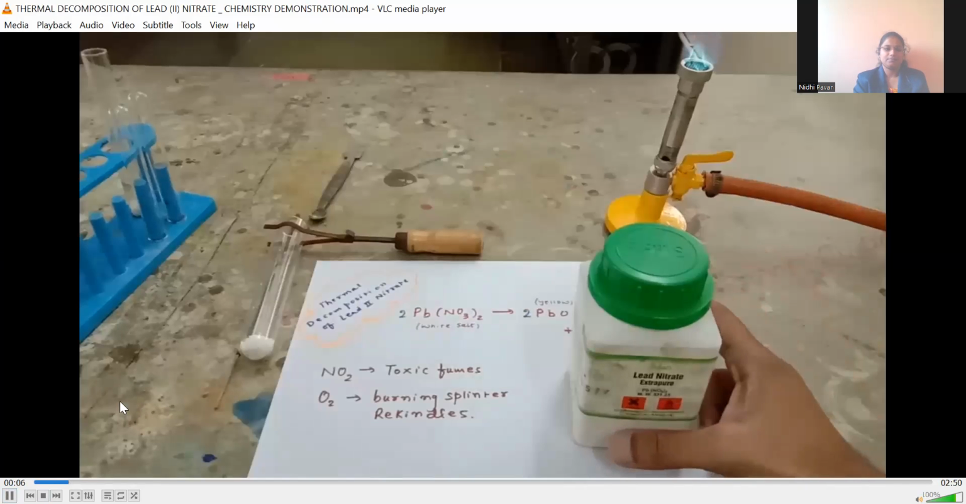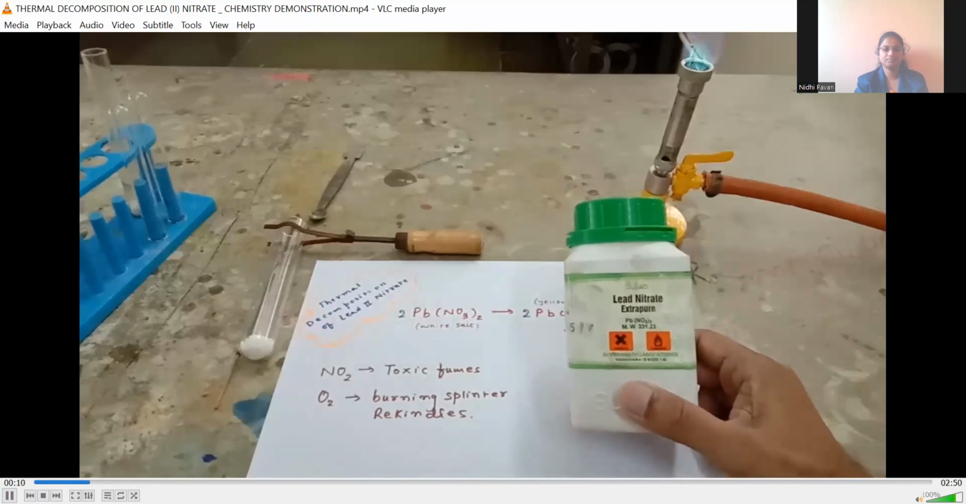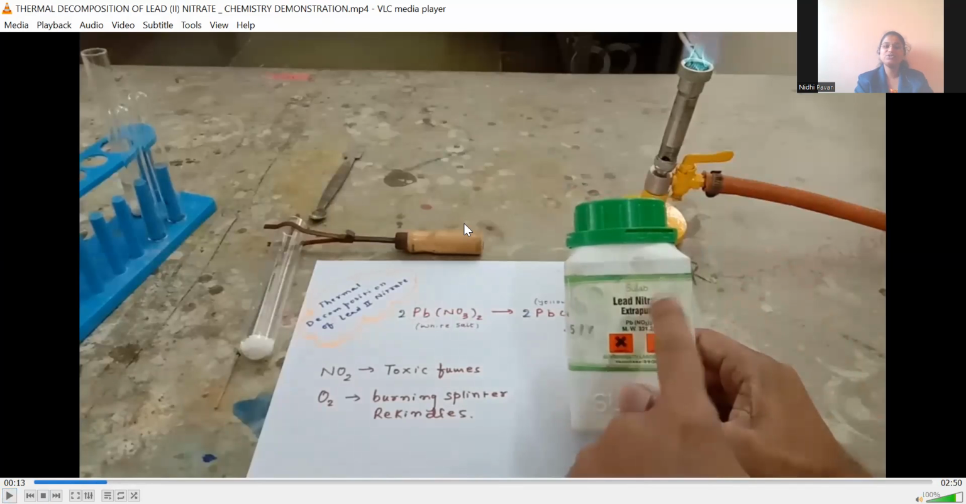Hello, scientific brilliant people. How are you today? So today I'm going to demonstrate a thermal decomposition reaction of PbNO3 whole twice. That is. Okay. So as you can see here, sir used a Bunsen burner. I am saying the required materials for the, just a minute.